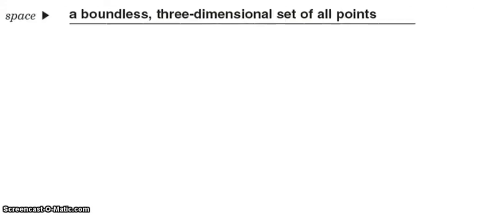Definition or defined term can be explained using undefined terms and/or other defined terms. Space, a boundless three-dimensional set of all points. This concludes the notes, the vocabulary for section 1.1.